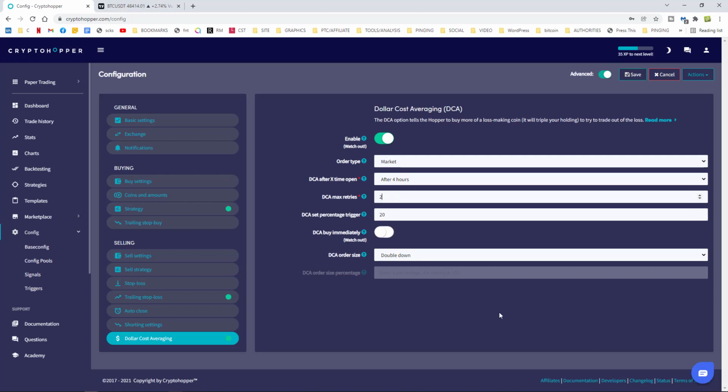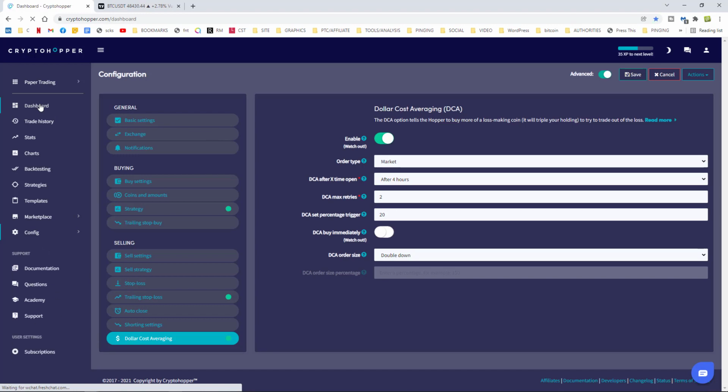Put 2 retries, so two automatic DCAs, and it's going to wait 4 hours. So it's got to reach minus 20%. After 4 hours of being minus 20%, so if it goes to minus 19% after 4 hours, well, it won't do a DCA. It has to be minus 20%. And then it's going to wait.